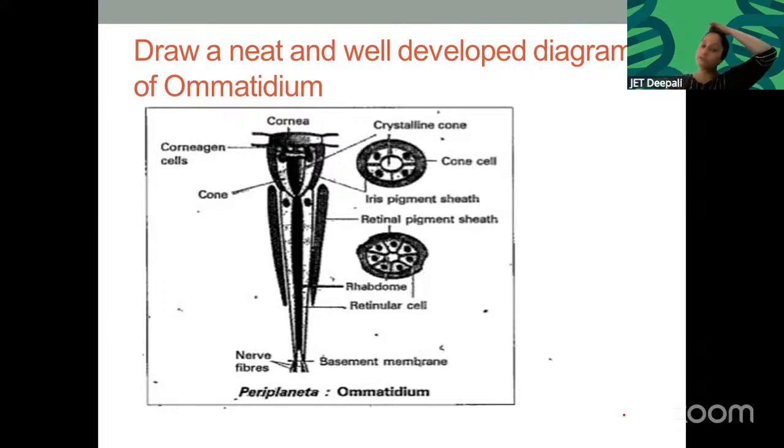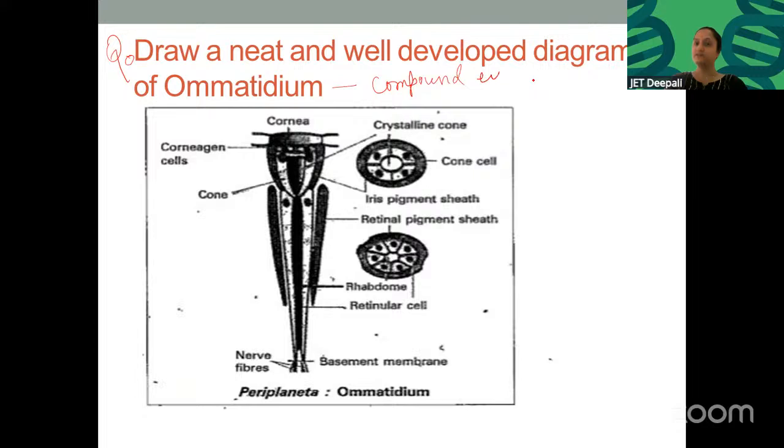Now next question, we are still on Section B. This is question number 8. Draw a neat and well-labeled diagram of ommatidium. Now, what is ommatidium? Where is it found? Any one of you remember? Ommatidium is a unit of the compound eye.